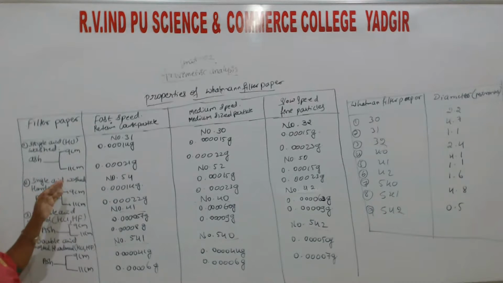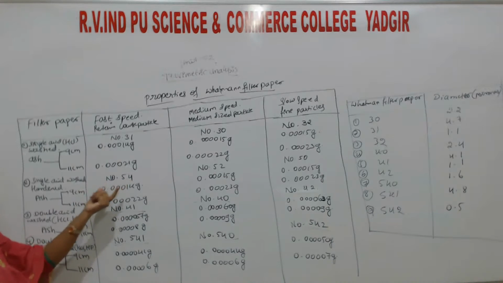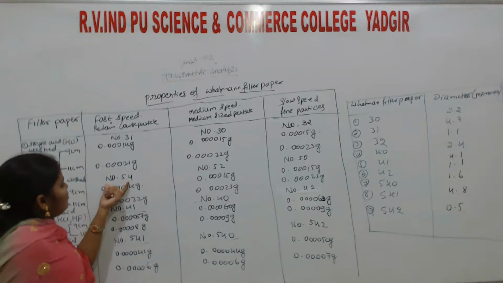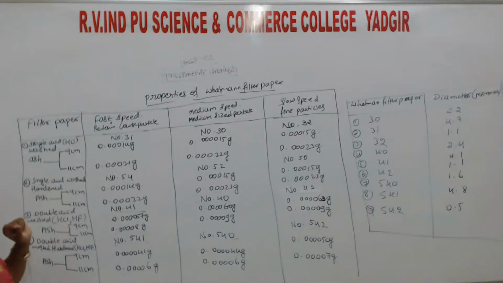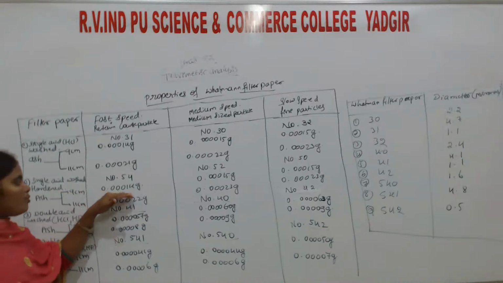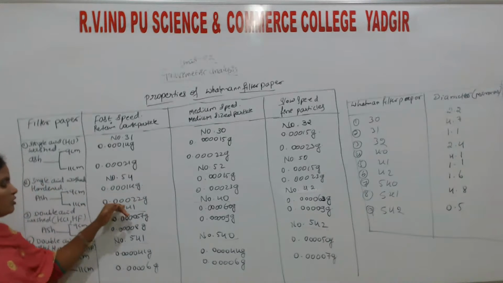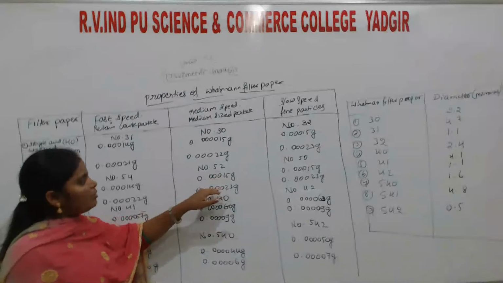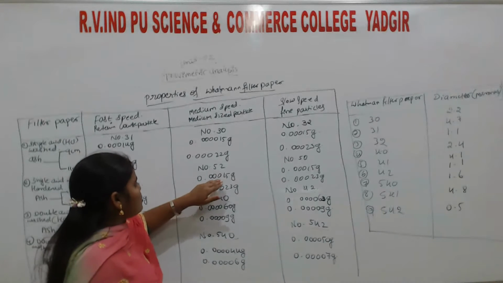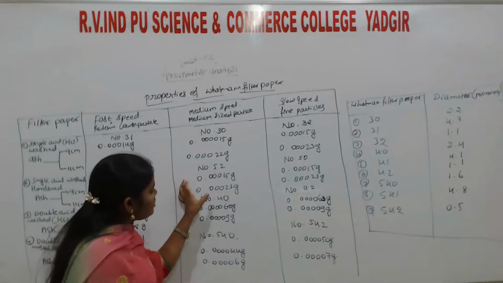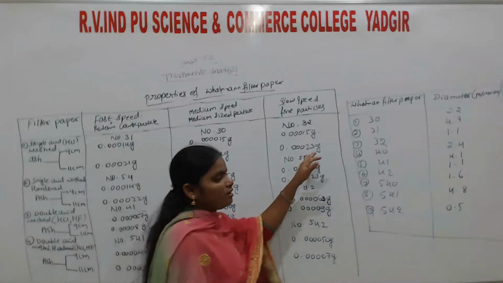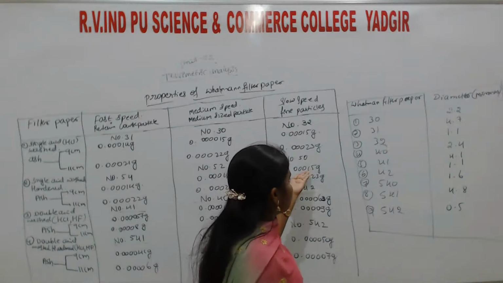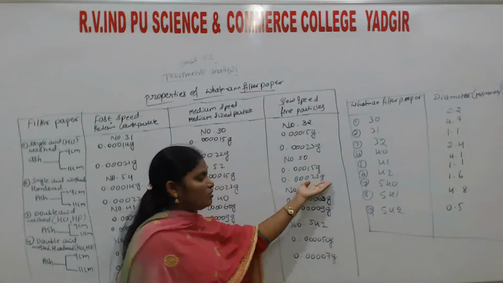The single washed acid type is number 55. Here ash is present in filter paper number 54, in 9 centimeter and 11 centimeter. In 9 centimeter 0.00014 gram and 0.00022 gram, and in number 52 the ash weight is 0.00015 gram in 9 centimeter diameter and 0.00023 gram in 11 centimeter. Here number 50: 0.00015 gram and 0.00023 gram.